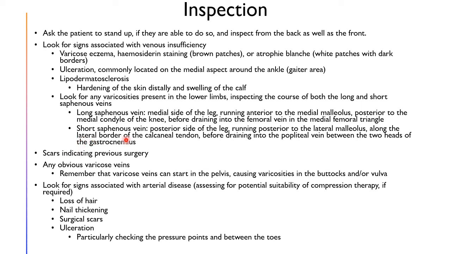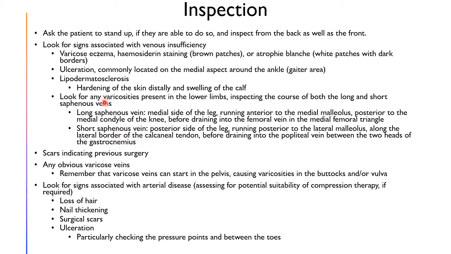The short saphenous vein is in the posterior side of the leg, running posterior to the lateral malleolus, along the lateral border of the calcaneal tendon, before draining into the popliteal vein between the two heads of the gastrocnemius.